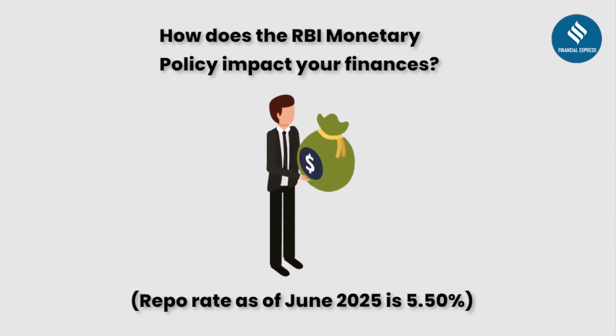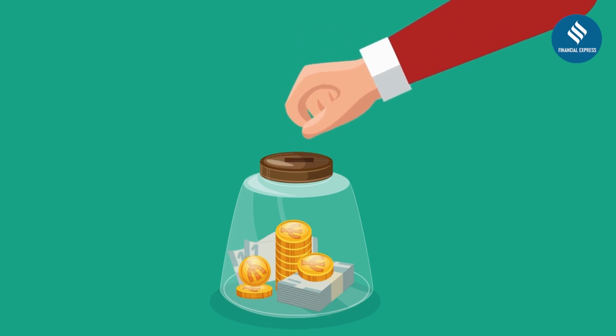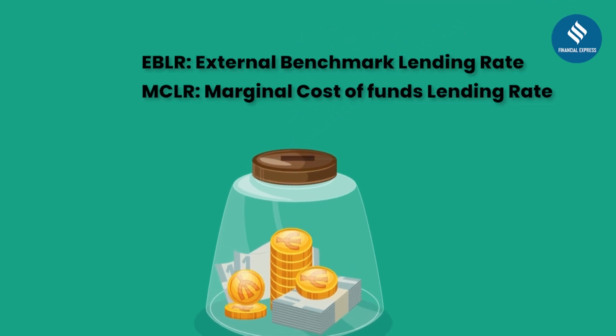Well, if the RBI cuts its repo rate by 25 basis points or 0.25%, the repo rate will drop to 5.75%. This is something that banks should pass on to customers who have loans with them, but they usually don't do that immediately. Why is that? Okay, two more terms for you: EBLR and MCLR.